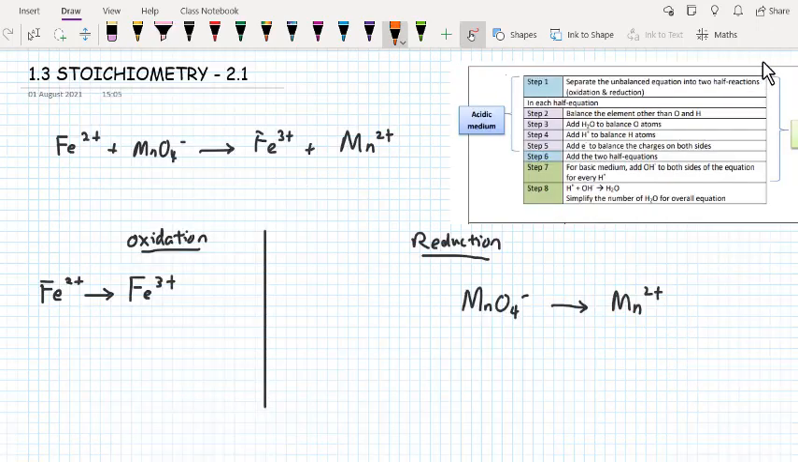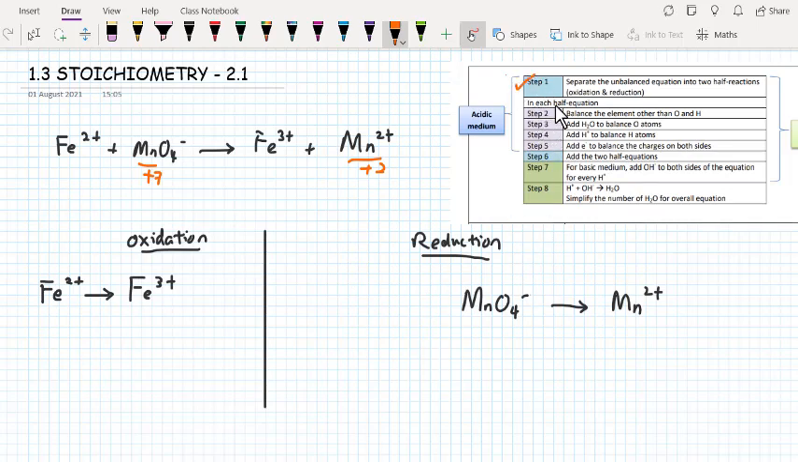Alright, so let's try this example. Just now we have already identified the oxidation half equation, which is from Fe2+ into Fe3+, because the oxidation number increased. For reduction, the manganese is +7 reduced to +2, so it is undergoing reduction. So we classify into 2 half equations, which is our step 1.